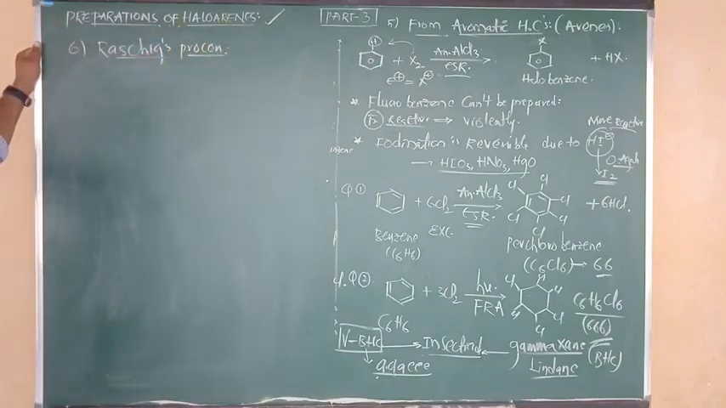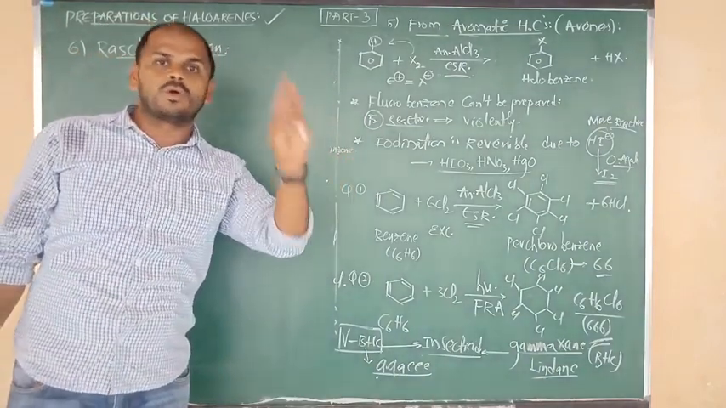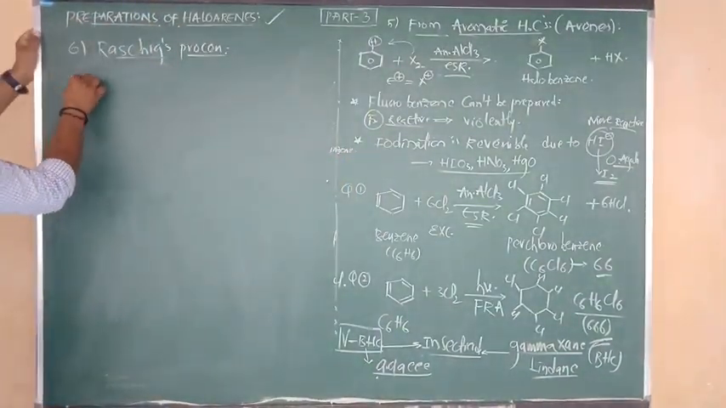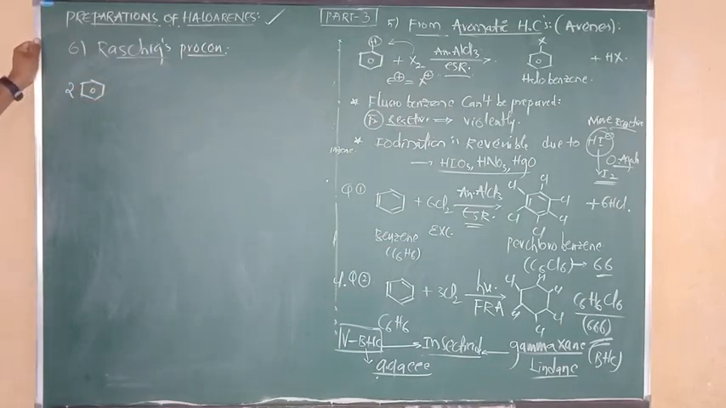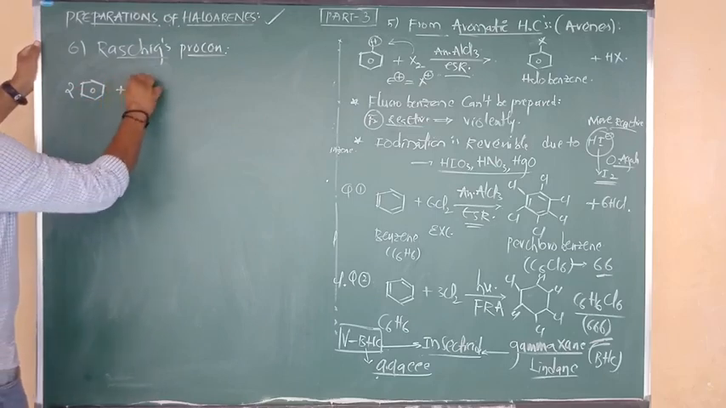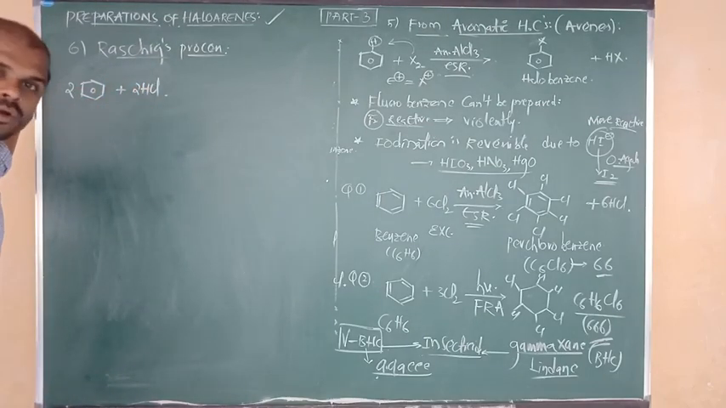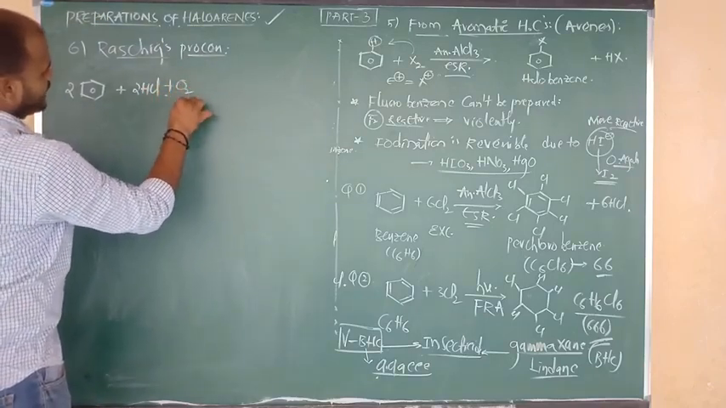In the Raschig process, which compound are we going to prepare? One and only product, chlorobenzene. Let us see how. First of all, I am going to consider 2 moles of benzene, which upon acidification, meaning reaction with hydrochloric acid, followed by oxidation by atmospheric air.